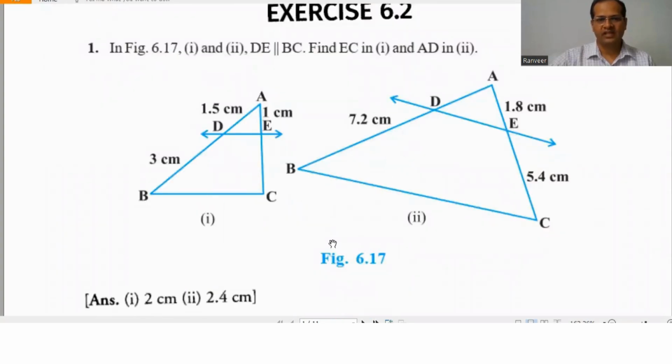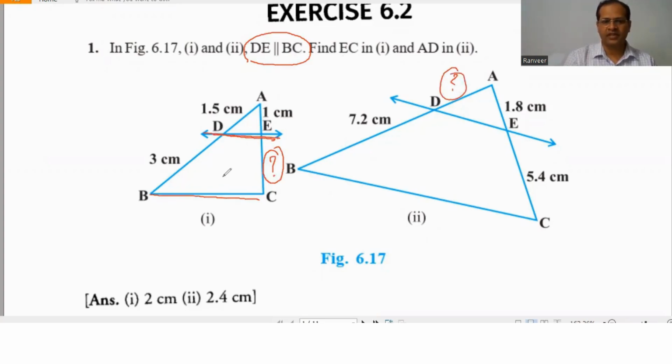In figure 6.17, it is given DE is parallel to BC. This line DE is parallel to BC. In the first case we have to find EC, and in the second we have to find AD. Now if these two lines are parallel, then based on the basic proportionality theorem, AD by DB equals AE by EC. Similarly, in this second figure, AD by DB equals AE by EC. So this theorem is called the basic proportionality theorem.